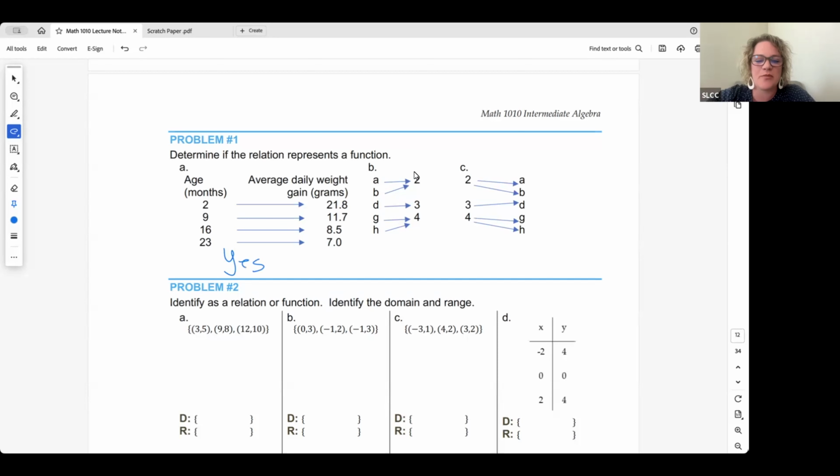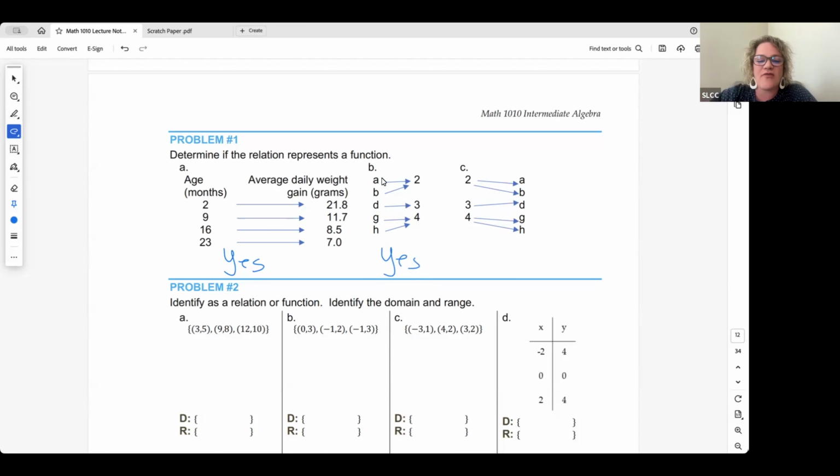Part B, let's look at the inputs. We have letters for inputs and numbers for outputs. A, B, D, G, H. All different letters. Are there any repeated? No. So this is a function.